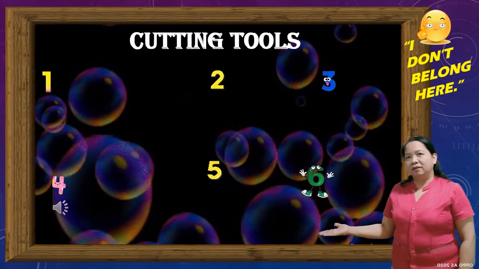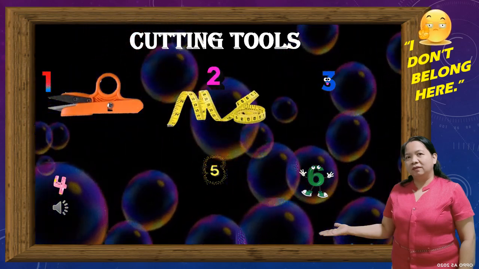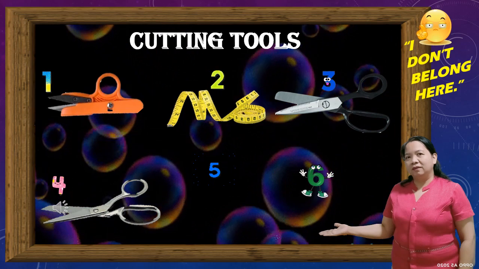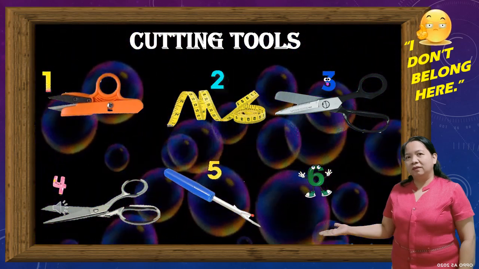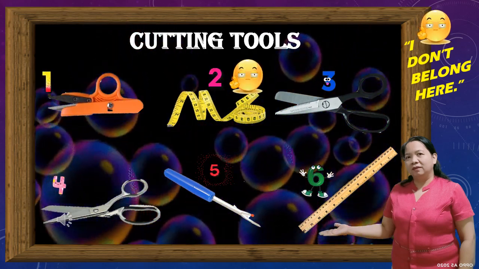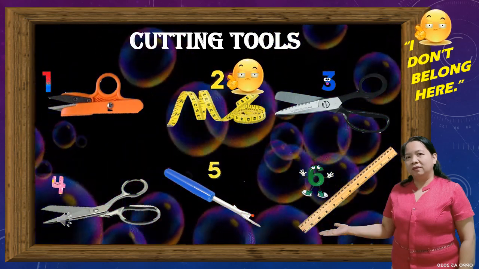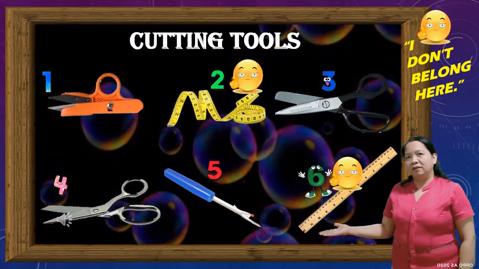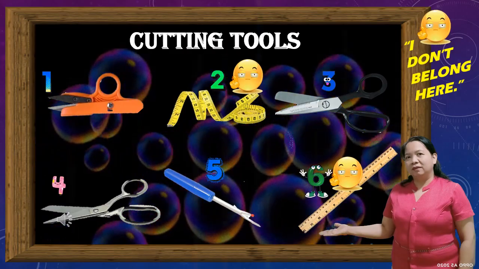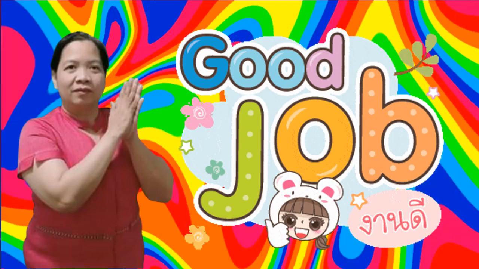Which of them do not belong in this group of cutting tools? Thread clippers, tape measure, leather shears, bent handled dressmaker's shears, seam ripper, ruler. And the answers are, that is correct, because tape measure is a measuring tool. The next one is, very good, the ruler. Why? Excellent, because ruler is also a measuring tool. Good job! I am very happy that you recognized which of the tools do not belong in each group.